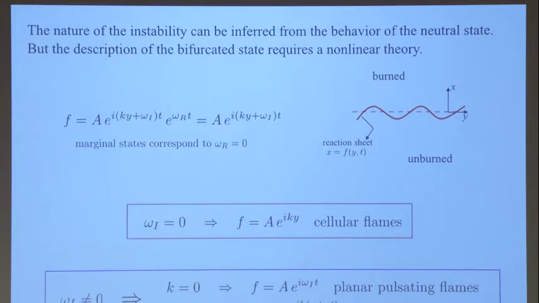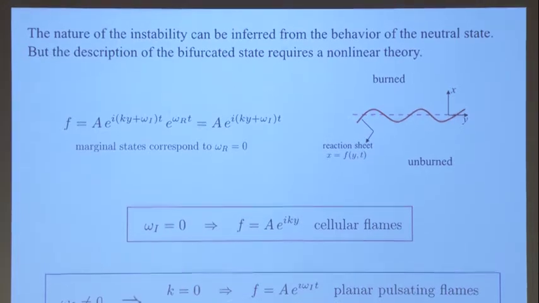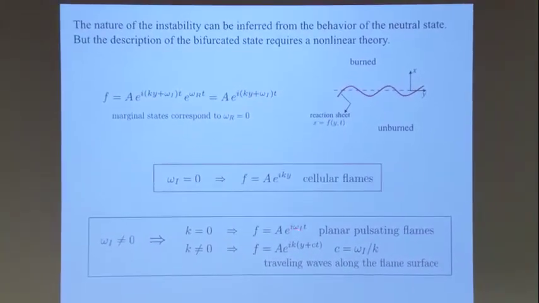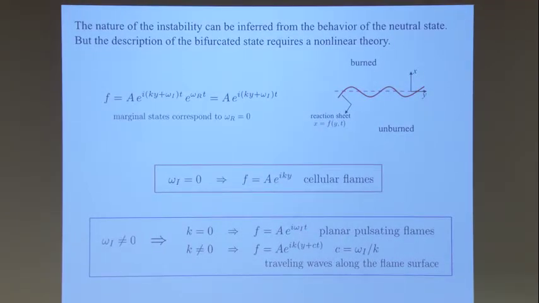Or you can have a situation where omega_i is not 0, which was on the right side, if you remember, and then it depends on whether k is 0 or not. If k is 0, then the only thing that you get from here is e to the i omega_i t. It means that the function F is a cosine and sine in time, but k being 0 means it's flat, so the flame just pulsates. And if k is not 0, then you have cells, but you have waves that propagate along the surface. So you can have all these situations.